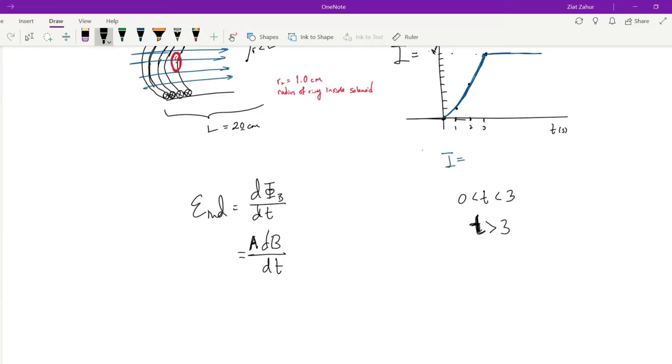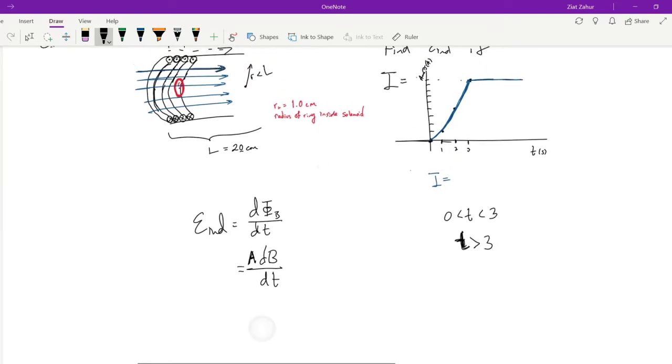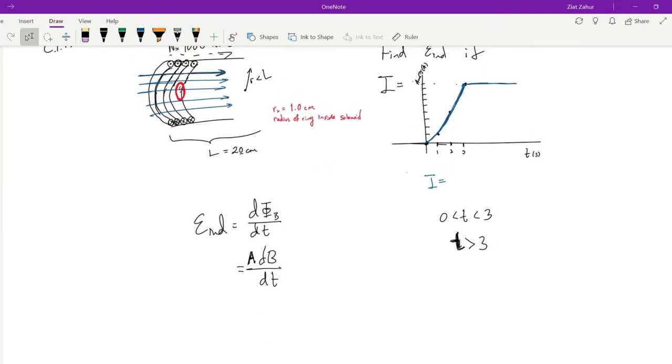There we go. Now, how do I get B? Well, B is the magnetic field inside of a solenoid.